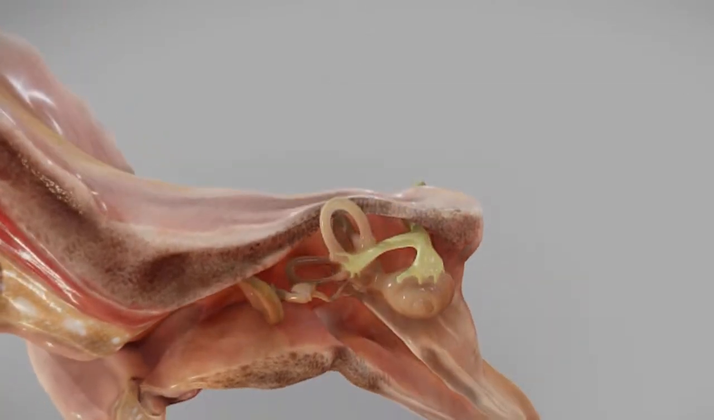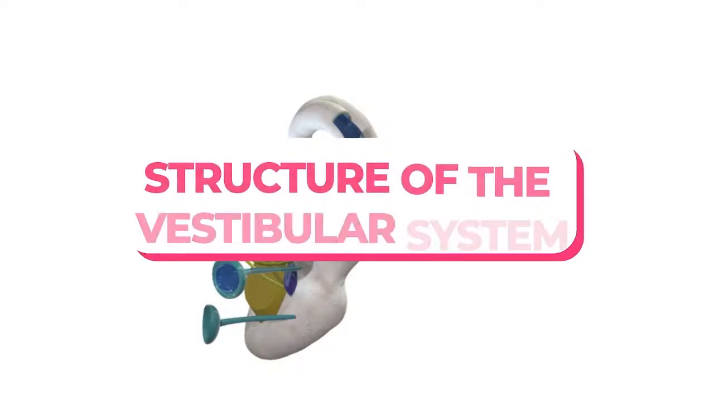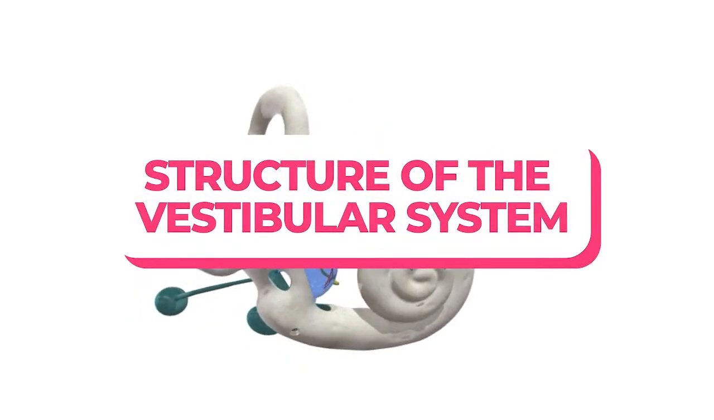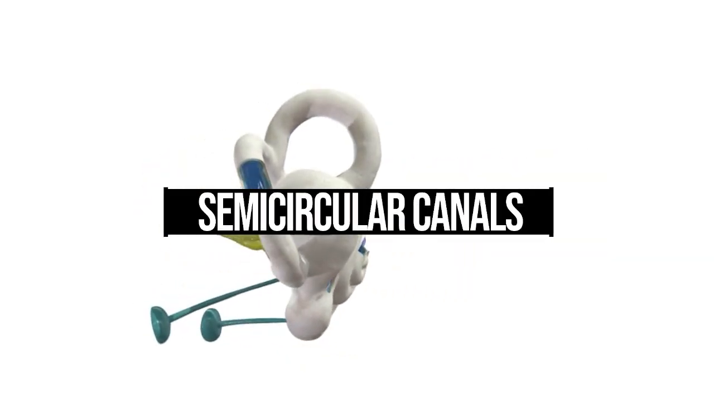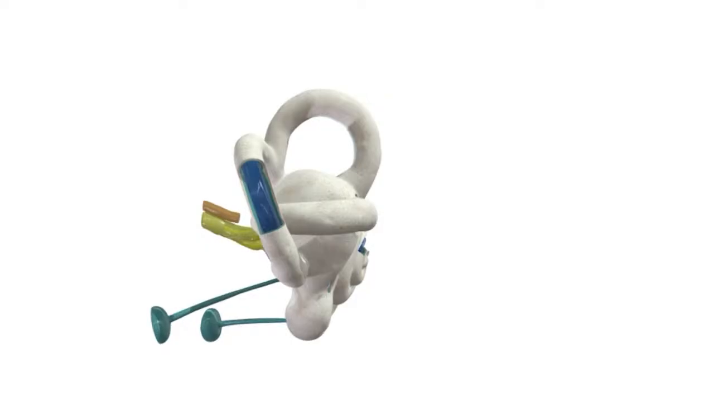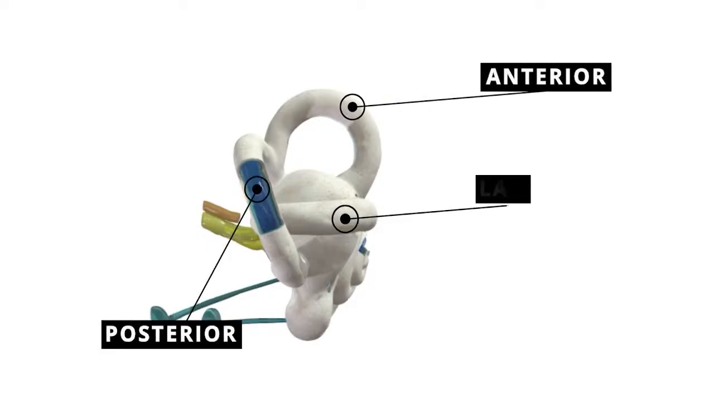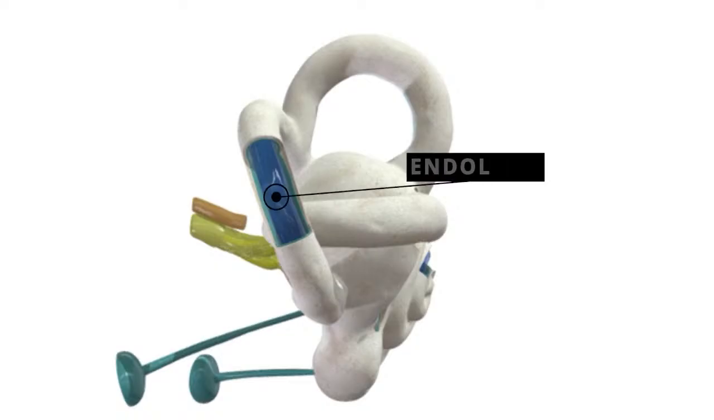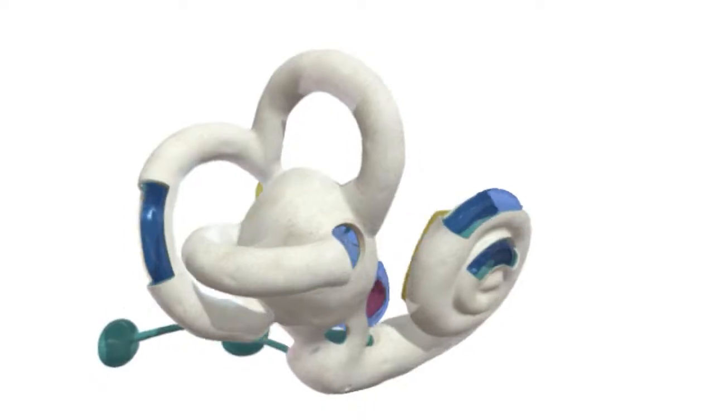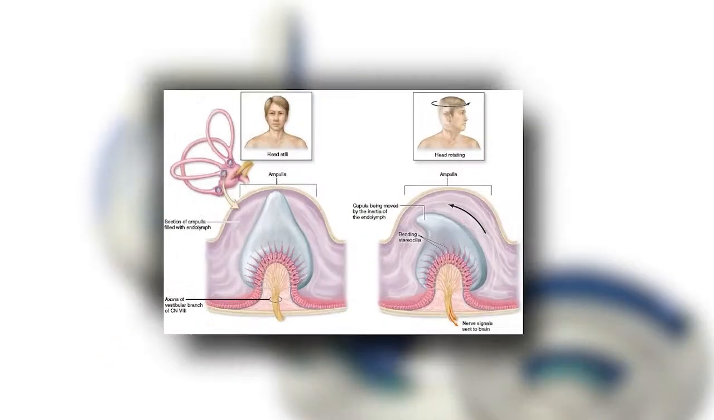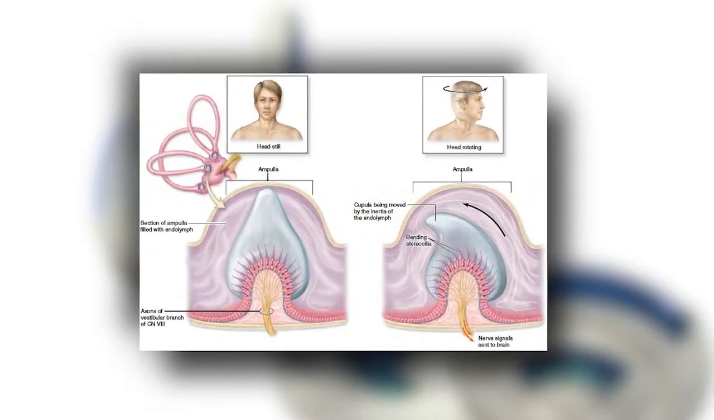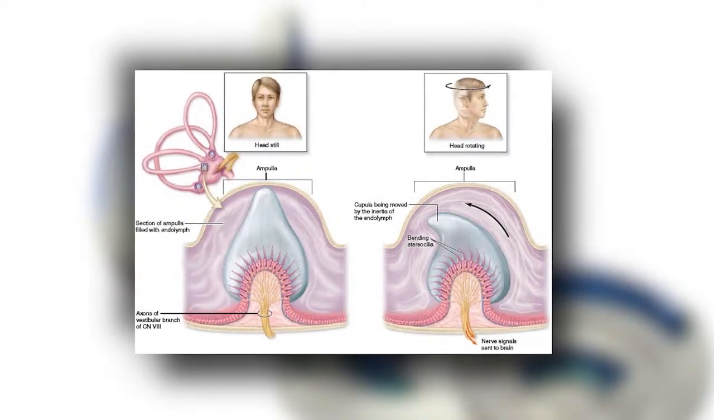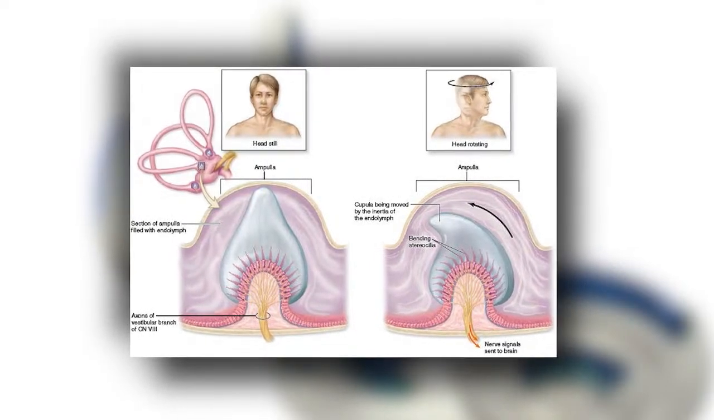Here's a detailed look at its structure and function. Structure of the vestibular system. Semicircular canals. There are 3 semicircular canals, anterior, posterior, and lateral, in each ear, oriented at roughly right angles to each other. These canals are filled with a fluid called endolymph and contain a sensory organ called the crista ampullaris. The crista ampullaris has hair cells similar to those in the cochlea, and their movement in response to fluid motion is crucial for detecting rotational movements of the head.